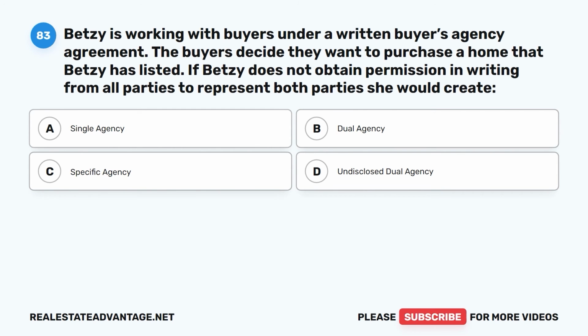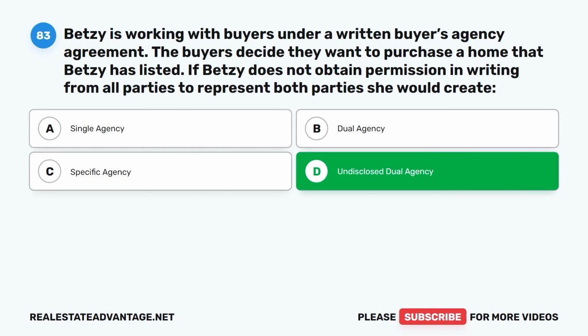Question 83. Betsy is working with buyers under a written buyer's agency agreement. The buyers decide they want to purchase a home that Betsy has listed. If Betsy does not obtain permission in writing from all parties to represent both parties, she would create A. Single agency. B. Dual agency. C. Specific agency. D. Undisclosed dual agency. The correct answer is D.